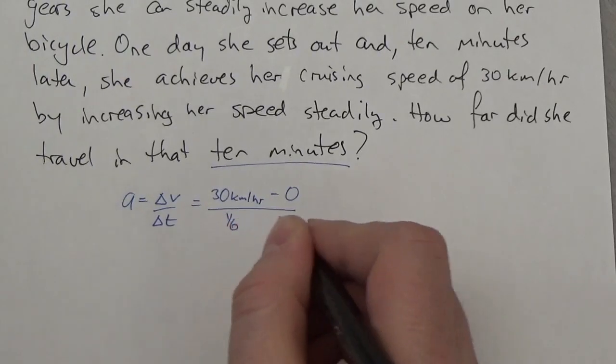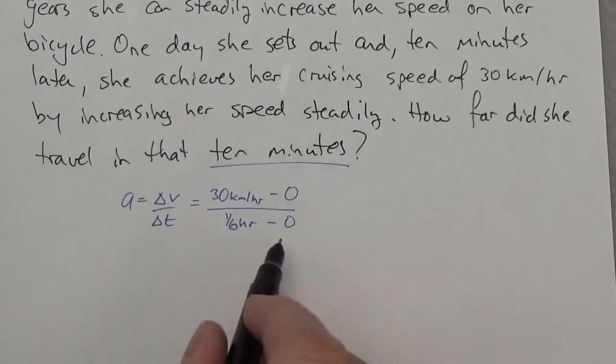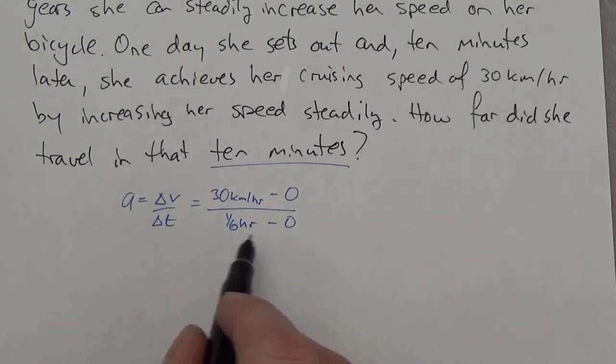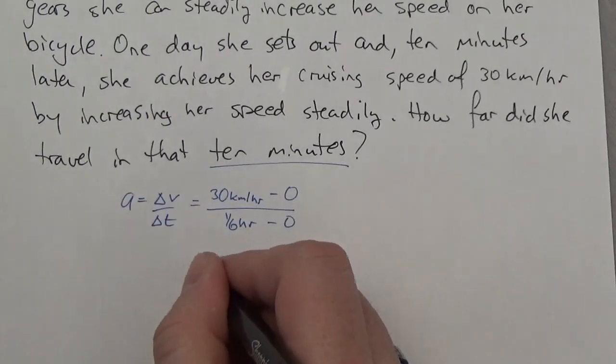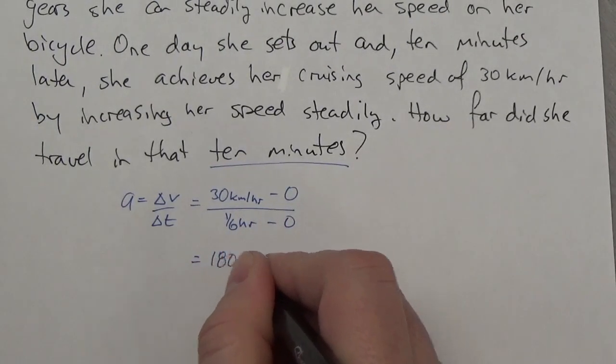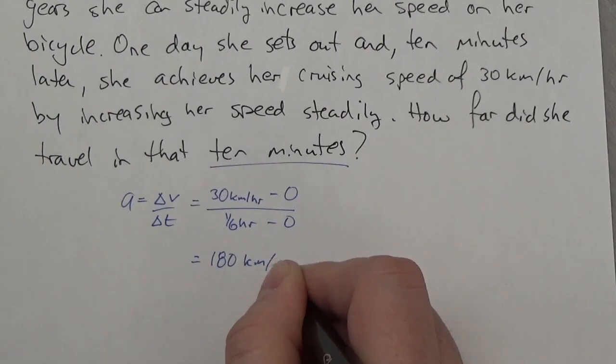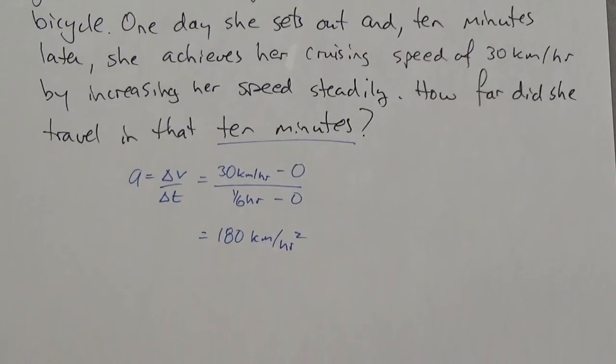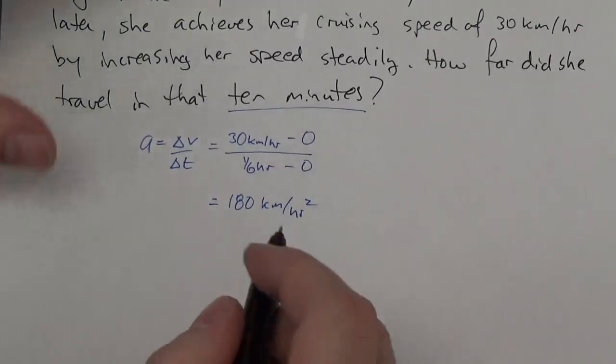So I've got 1/6 of an hour minus 0, the starting time here. 10 minutes is 1/6 of an hour, which means, putting this together, we get 180 kilometers per hour squared. So that's her acceleration here.